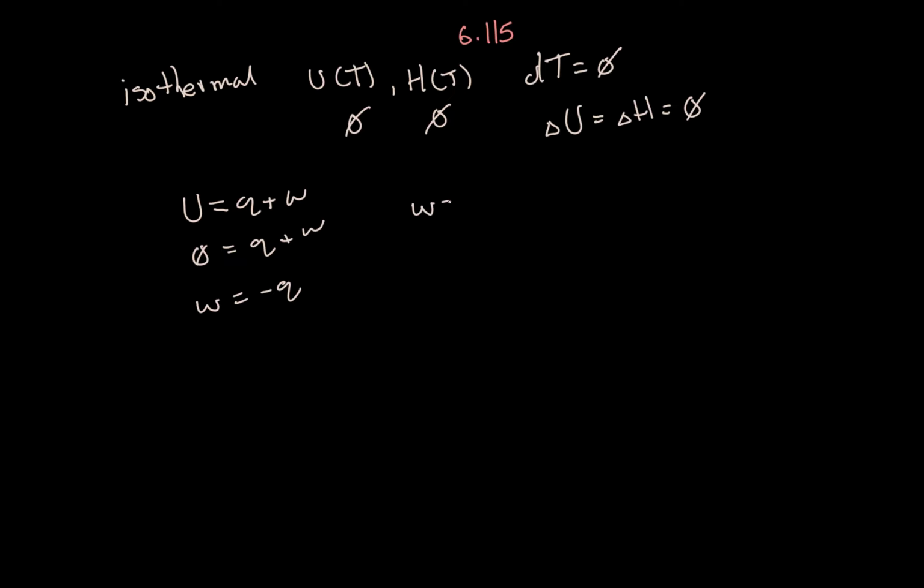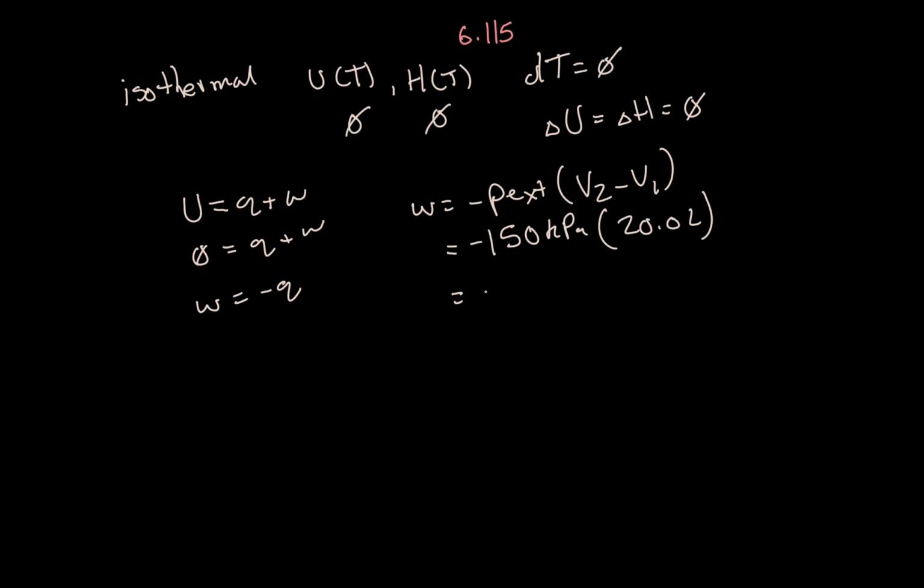So we can calculate the work as the negative external pressure times the change in volume. So we have negative, we want an answer in joules, so the 1.5 bar I'm going to change to kilopascal. So that's 150 kilopascal. We have 40 minus 20 liters, which is going to give us 20 liters as the difference here. This is going to give us a total of negative 3 times.